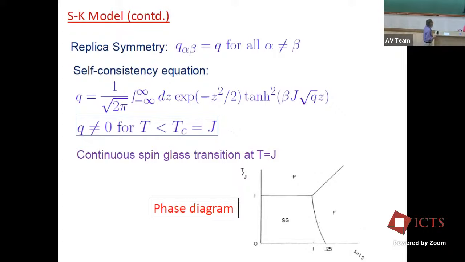So no, this is what is J naught here. It's another parameter. It is another model. Oh, this is a different model.